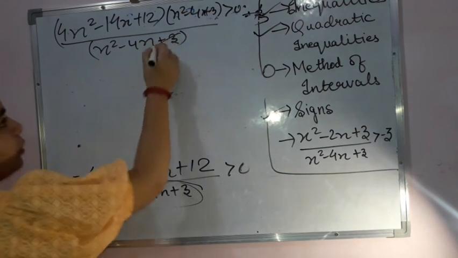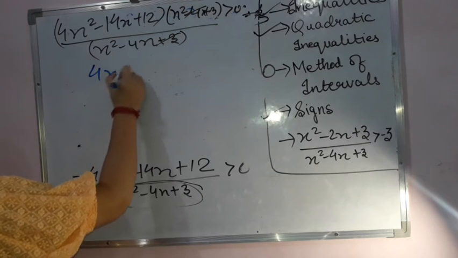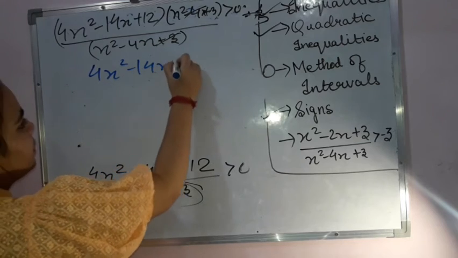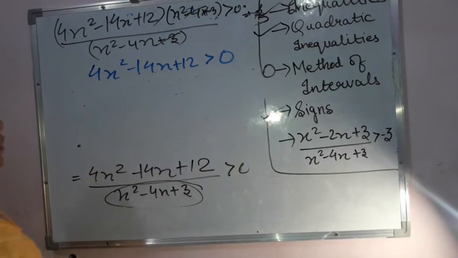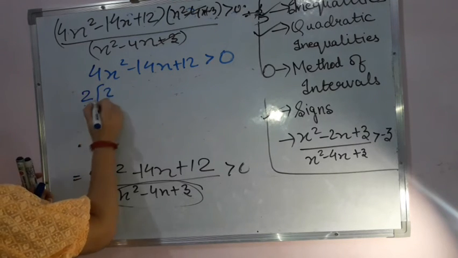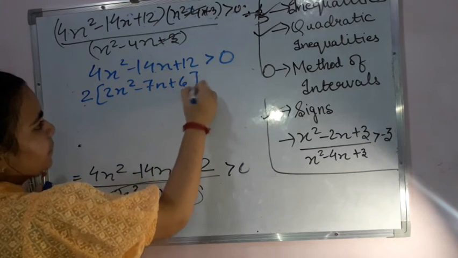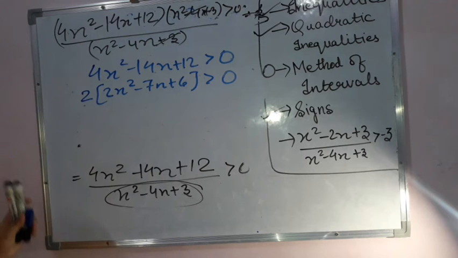Now, these both terms get cancelled. Right? Now what am I having? My only part left with me is 4x square minus 14x plus 12 is greater than 0. Can I take 2 common from them? And once I take 2 common, let me just do this part. So 2 we take common, then we are left with 2x square minus 7x plus 6 is greater than 0.